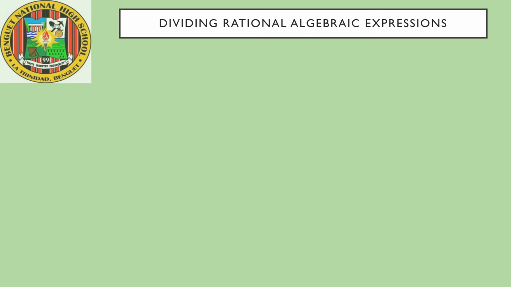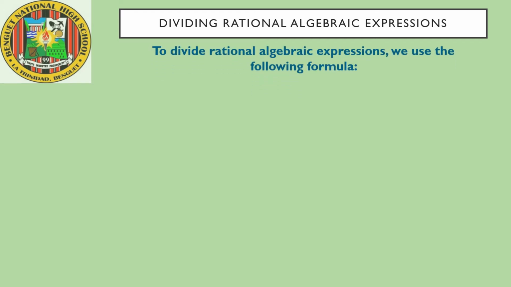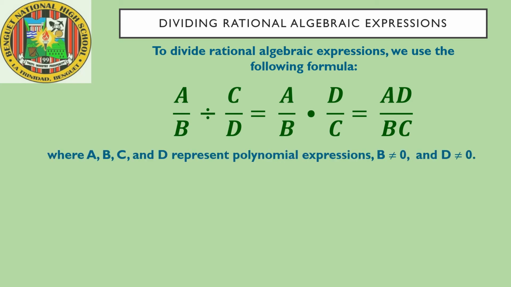In dividing rational algebraic expressions, we use the following formula. A over b divided by c over d is equal to the product of a over b times d over c, which results to the product of a and d over the product of b and c. Just like in multiplication, division of RAE follows the same steps as division of fractions.